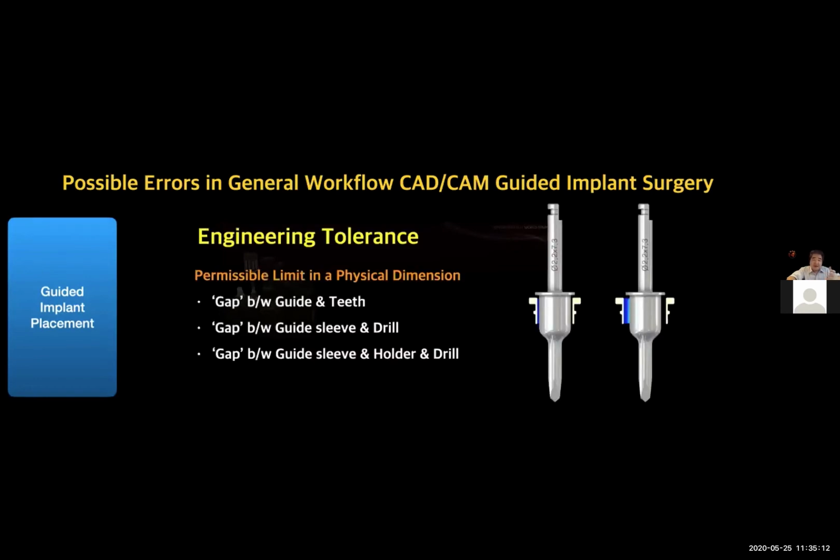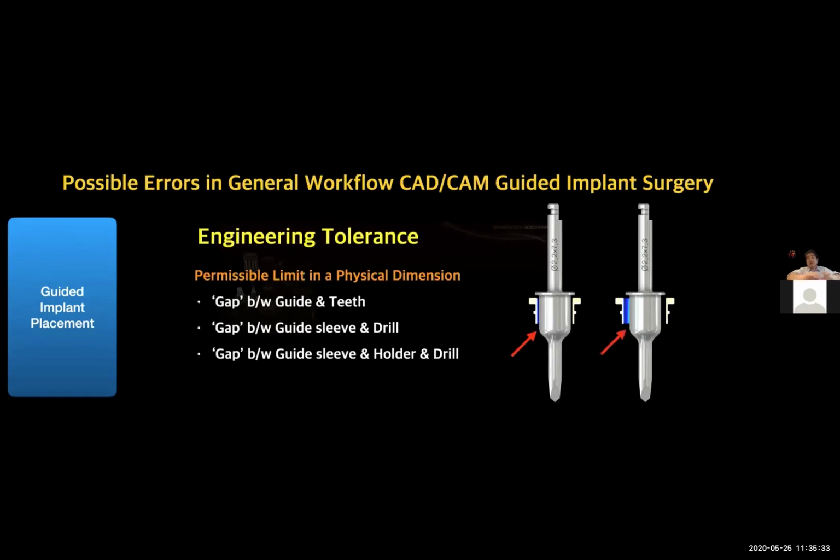Now let's talk about the possible error when we place the actual implant fixture in the patient's mouth, right? I told you about the tolerance. In this case, the tolerance is the gap between the guide and tooth, and also between the guide sleeve and the drill, or guide sleeve, holder and drill. The more components you're using, the more error it's going to cause. Over here, that is a small tolerance, right? That is a large tolerance.